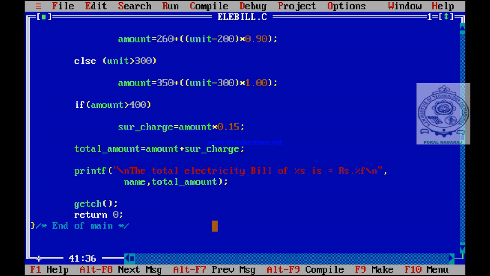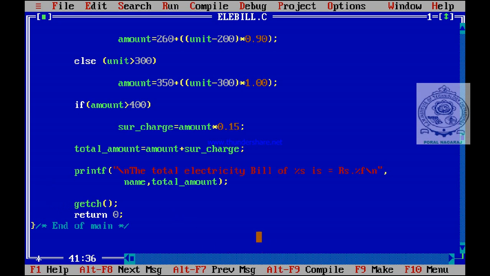And getch, return 0. Why have we used return 0? Because we have taken int main. For every int function, it returns a value. So that's why, as we have taken int, we return 0. End of program. So this is our program.